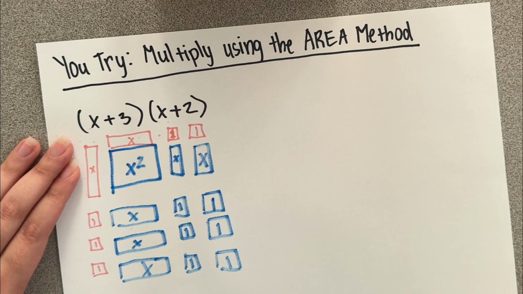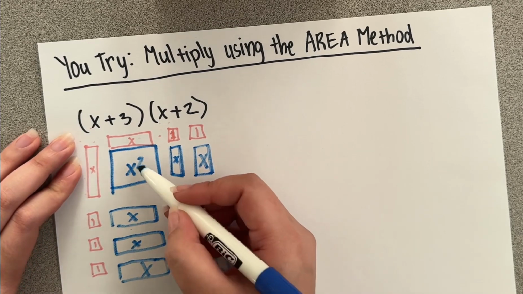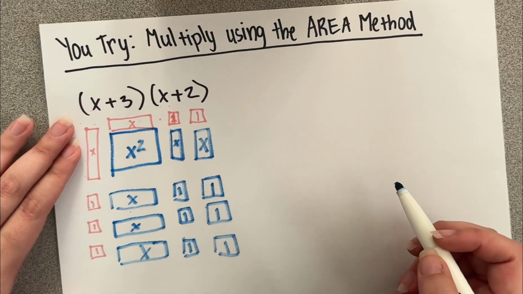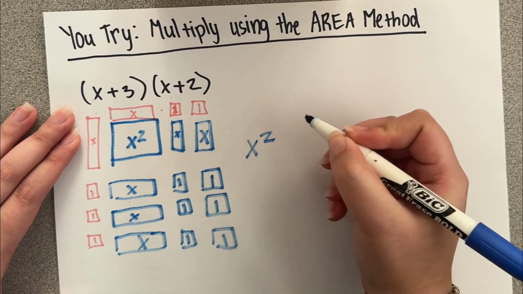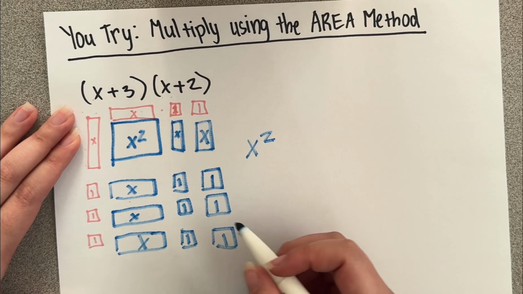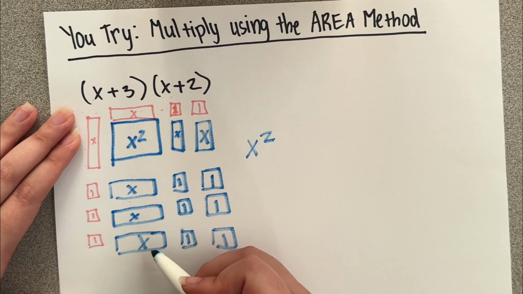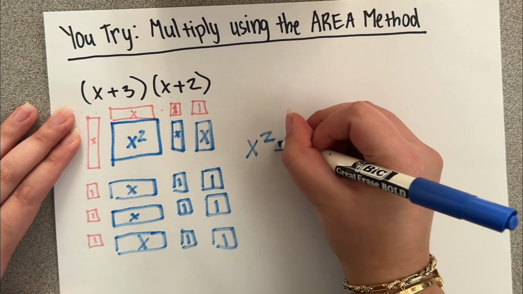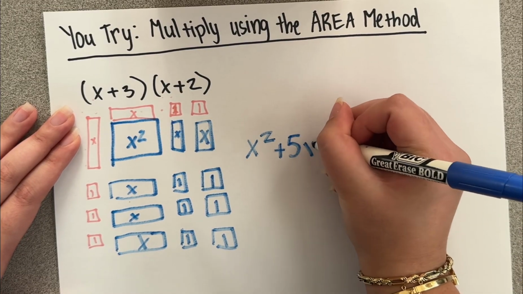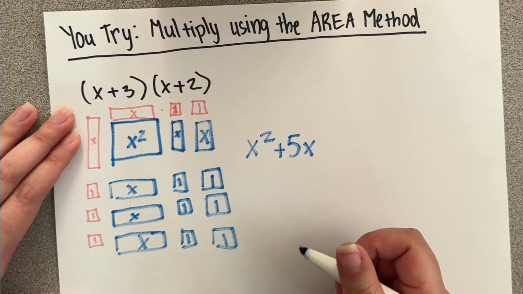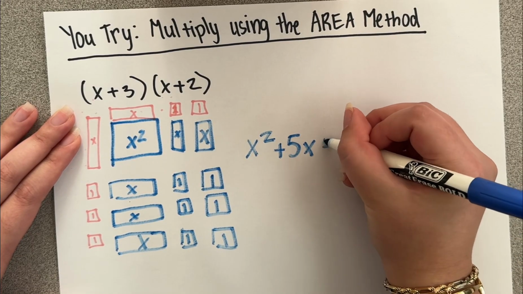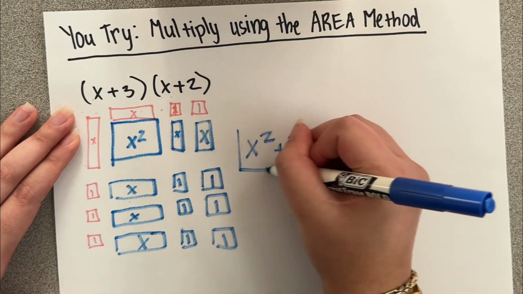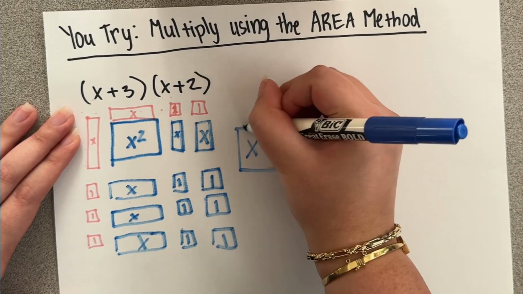And so now we're just going to add all of them together. So as you can see here, we have an x squared. And how many x's do we have? We have 1, 2, 3, 4, and 5. So plus 5x. And then we have 1, 2, 3, 4, 5, 6, so plus 6. So that is our answer.